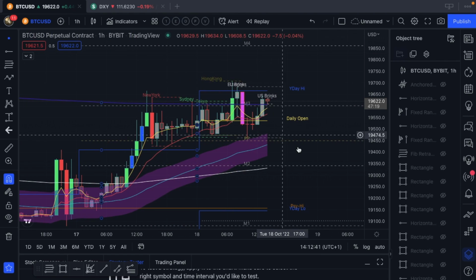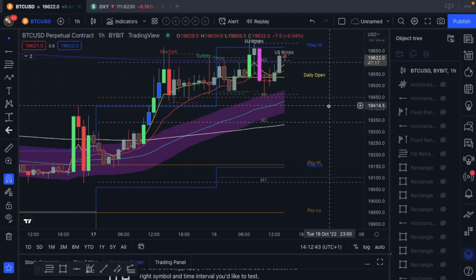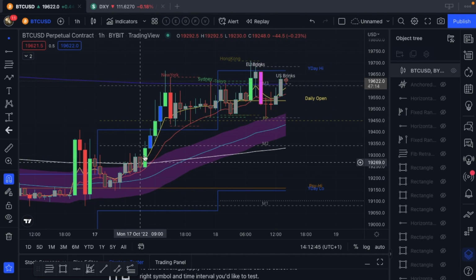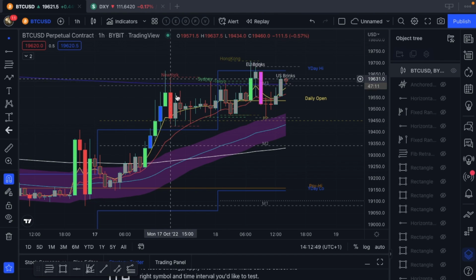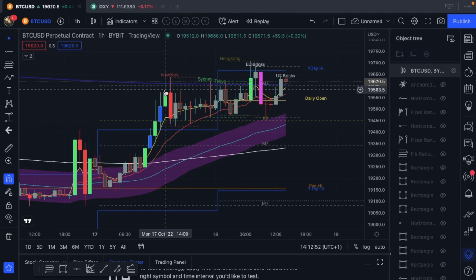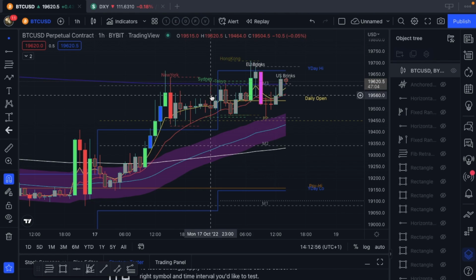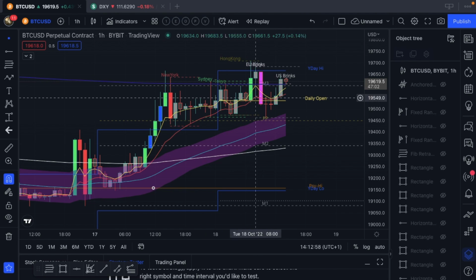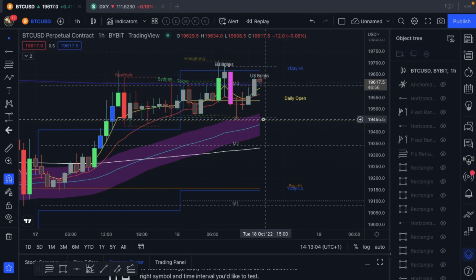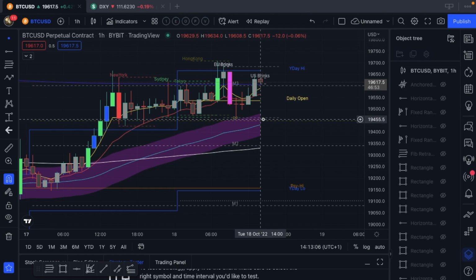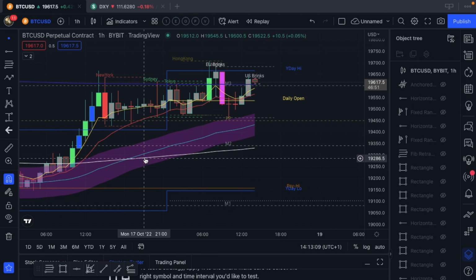Moving back to the 1 hour, we have a bit of an issue here. The dragon is coming up to meet price. So price isn't moving away from the dragon and then coming back and retesting it. We've been in this range now since 2 o'clock yesterday. So we're ranging, and price is coming up, or sorry, the 50 EMA is coming up to meet price. So that's not a real sign of strength.